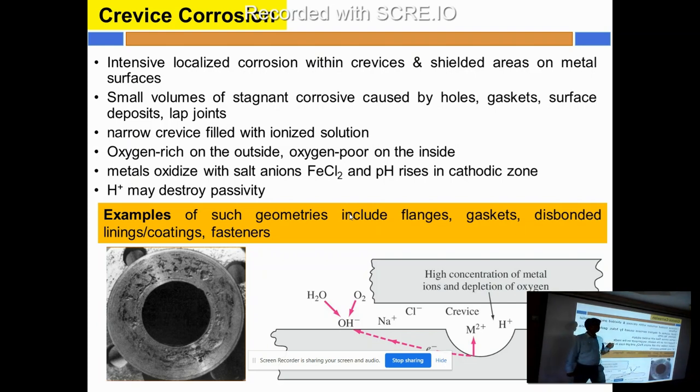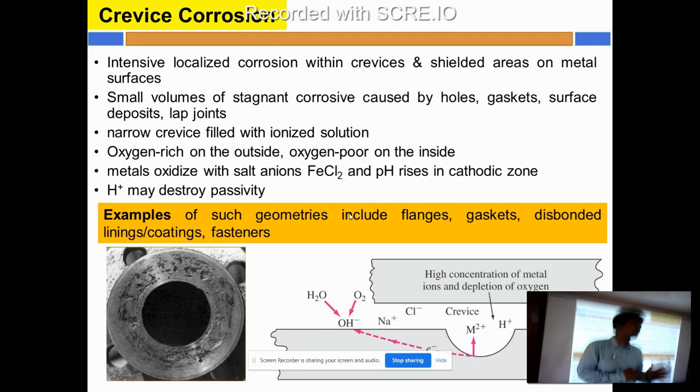Crevice corrosion is a very, very important corrosion because in order to identify or observe these corrosions, it took a lot of time. Usually, maybe I can show you. First understand the mechanism, then I'll go back.